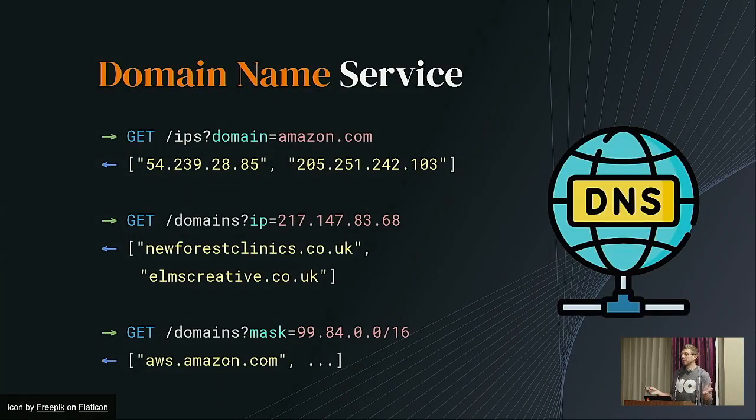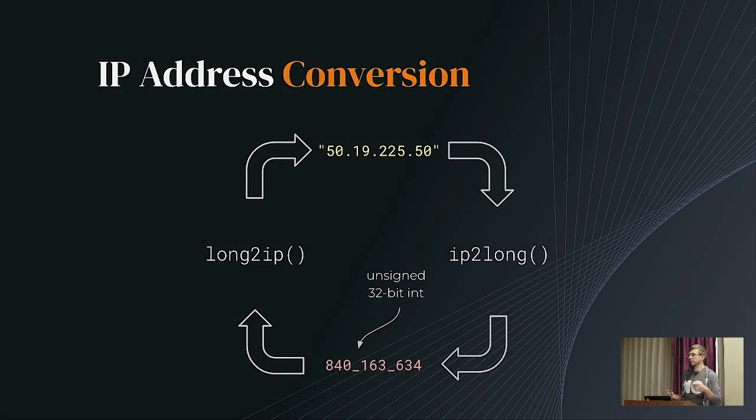Let's say we want to implement a sort of domain name service. It does domain name lookup. You give it a domain name, and it gives you the IP addresses. It can do the other way around. And the third endpoint is basically you may want to query domains by an IP address mask. And of course, you want to do it as, again, a portable software product.